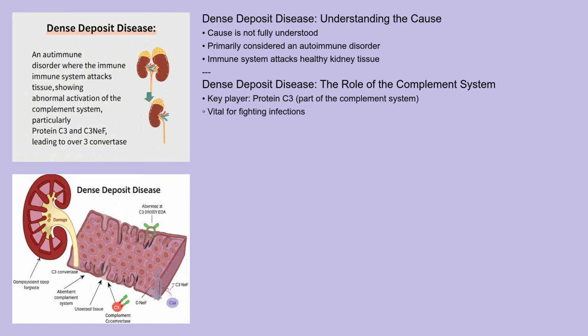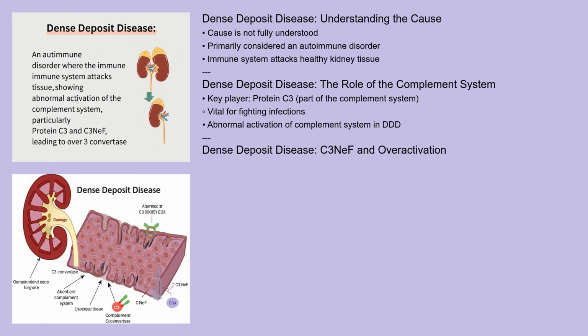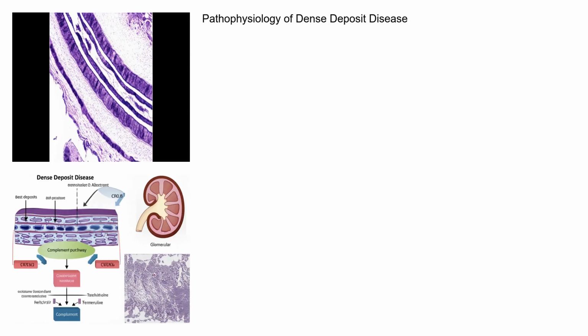In individuals with dense deposit disease, there's often an abnormal activation of the complement system due to an autoantibody called C3 nephritic factor, or C3NeF. This autoantibody stabilizes the C3 convertase enzyme, leading to its overactivity and the deposition of C3 fragments in the kidneys. Now, let's explore the pathophysiology, or how the disease develops.